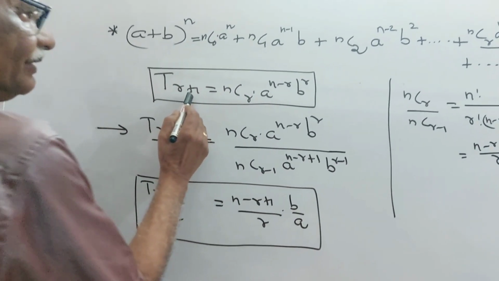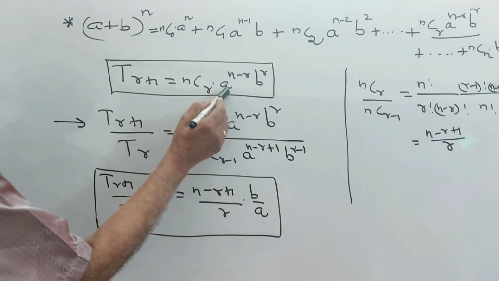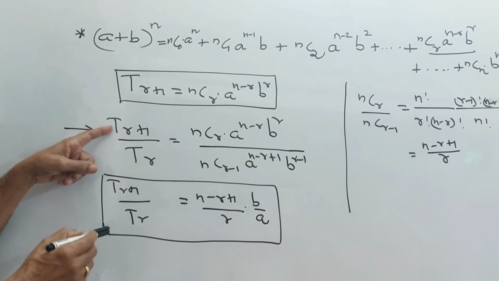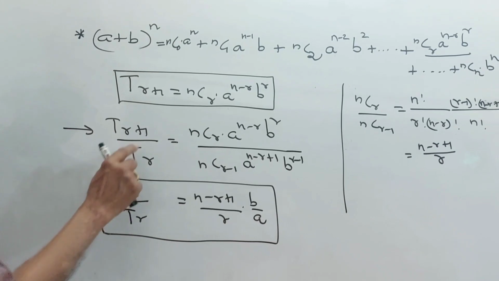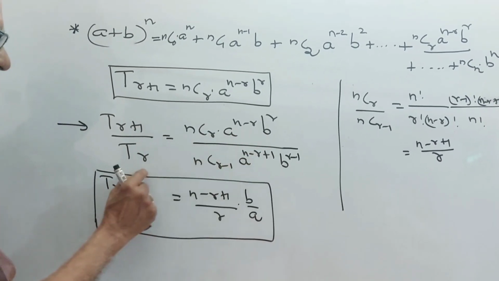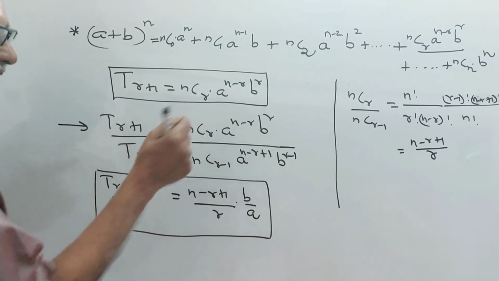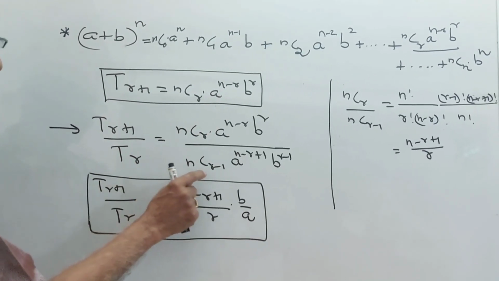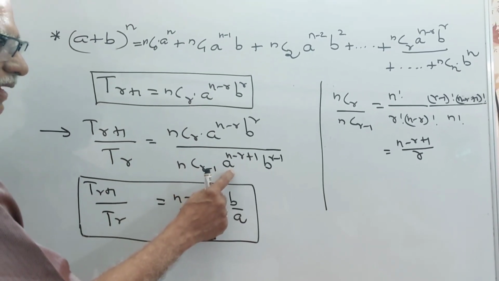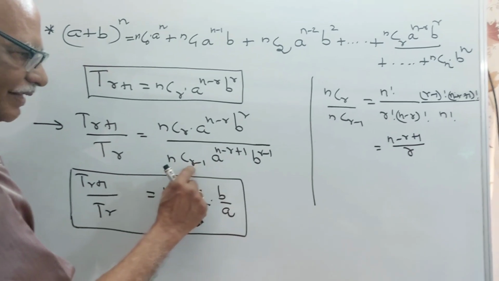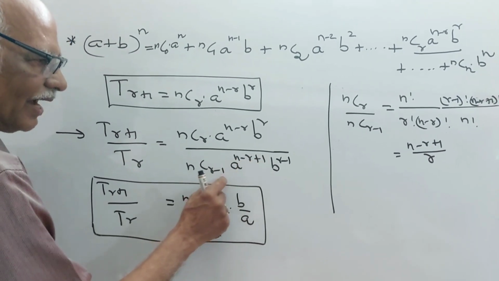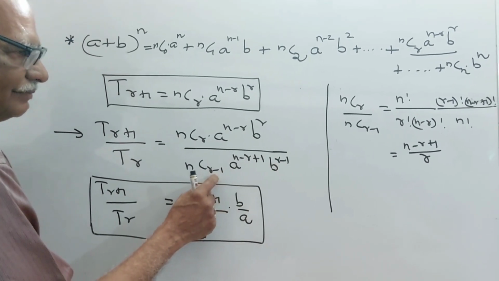Now T(r plus 1), the general term, is nCr, a raised to n minus r, b raised to r. Now we consider T(r plus 1) by T(r). T(r plus 1) is nCr, a raised to n minus r, b raised to r, divided by T(r), which means you have to reduce r by 1. r becomes r minus 1. So nC(r minus 1), a raised to, the difference is n minus of r minus 1, that is n minus r plus 1, and b power r minus 1.